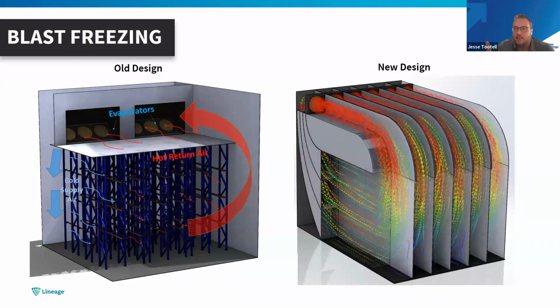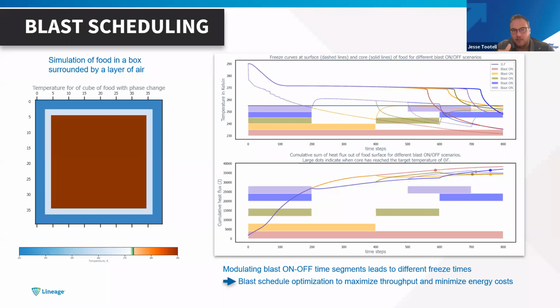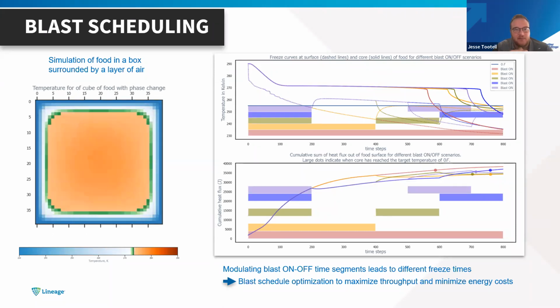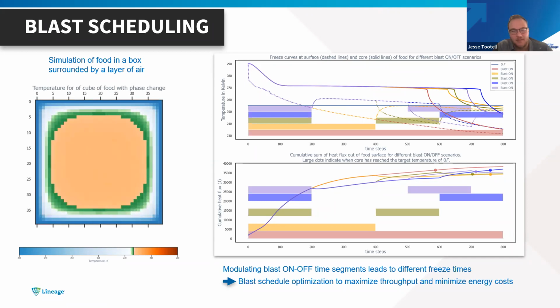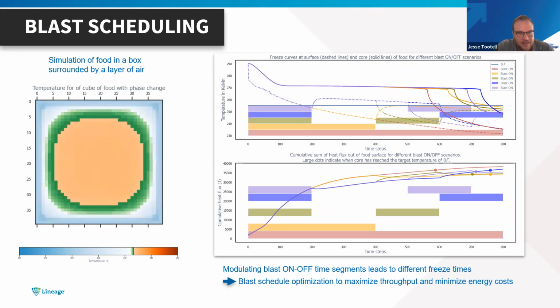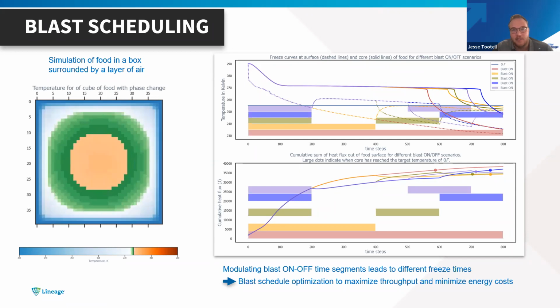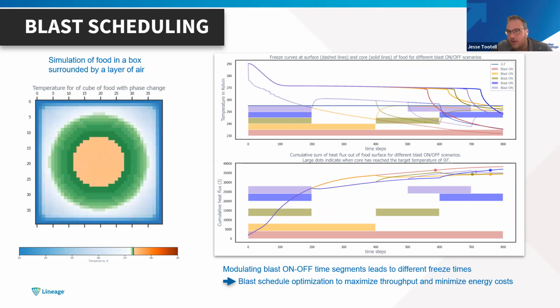Next slide, please. And one of the biggest insights we had was how we can control that process. Here you have a simulation of a box of food surrounded by a layer of air freezing over time. And there's a physicist on our team, so that's why it's in units of Kelvin, but the green spot is frozen, essentially. And this process typically was just on, right, like I said, until it's done. And that's typically anywhere between 24 and 72 hours.